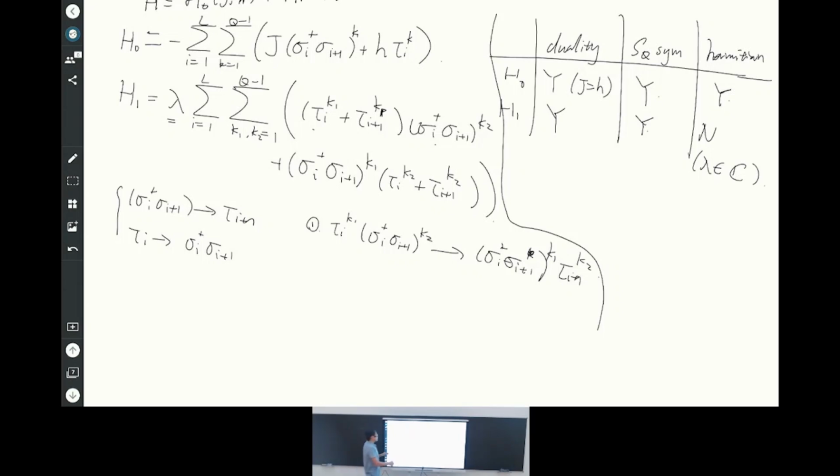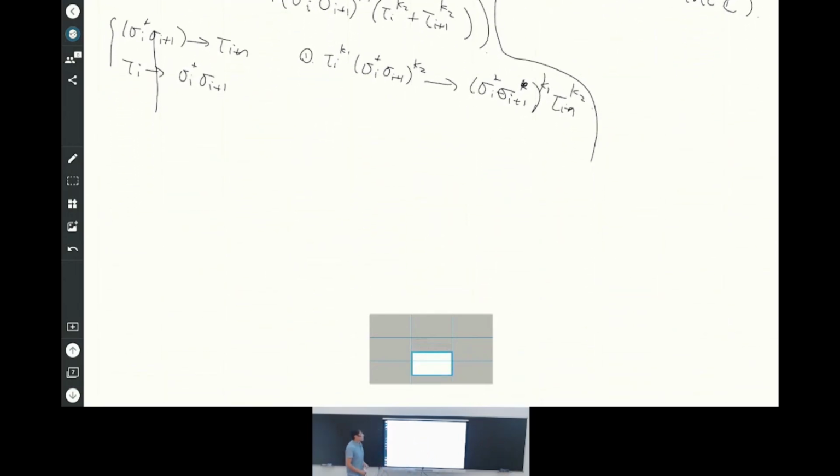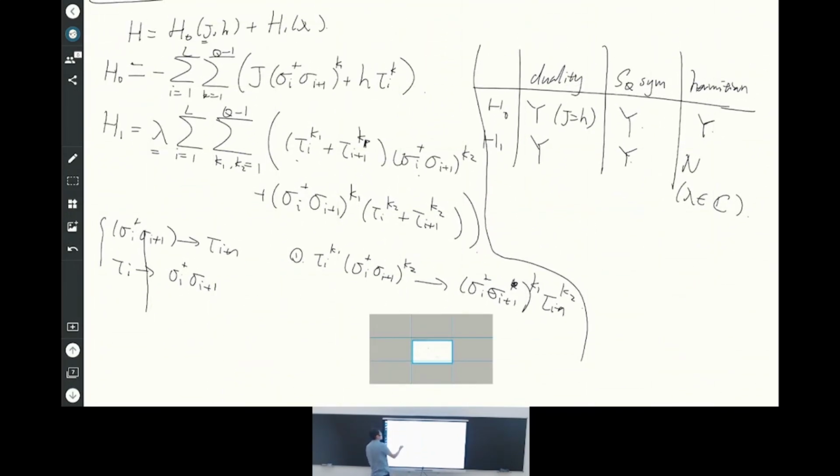Okay, so next, for this new Hamiltonian, the only breaking of Hermiticity here comes from the complex lambda, the rest of the Hamiltonian.